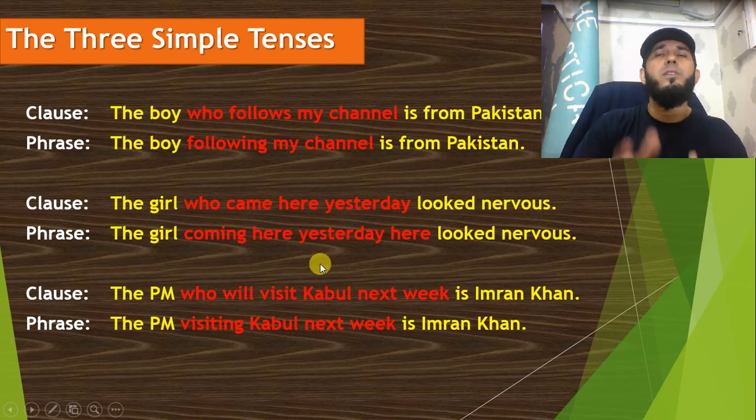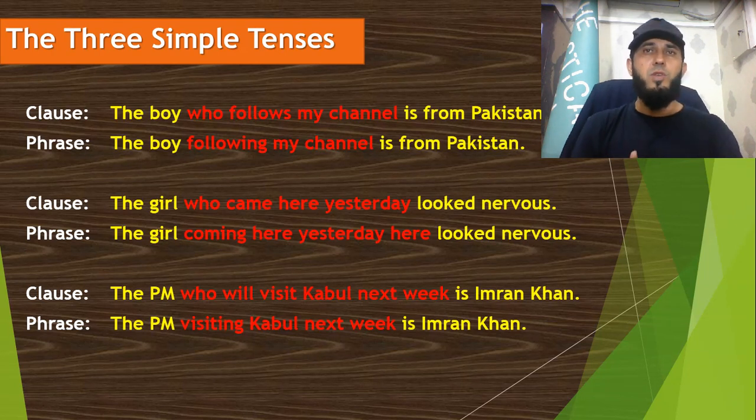So in all these three simple tenses, what you do, you remove the relative pronoun and you change the main verb to ing form, and it becomes a modifying phrase or adjective phrase or reduced adjective clause.